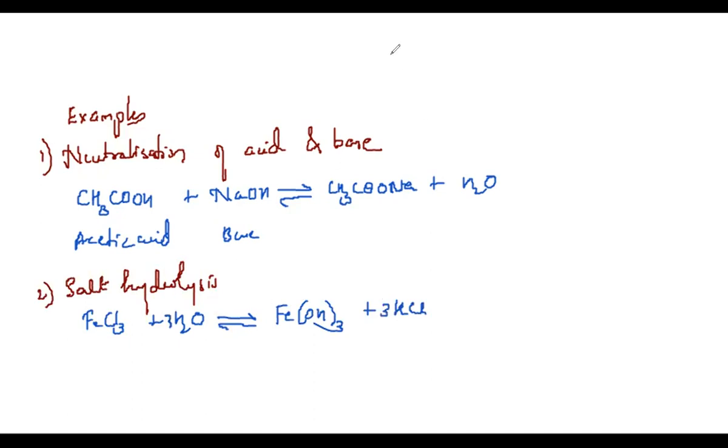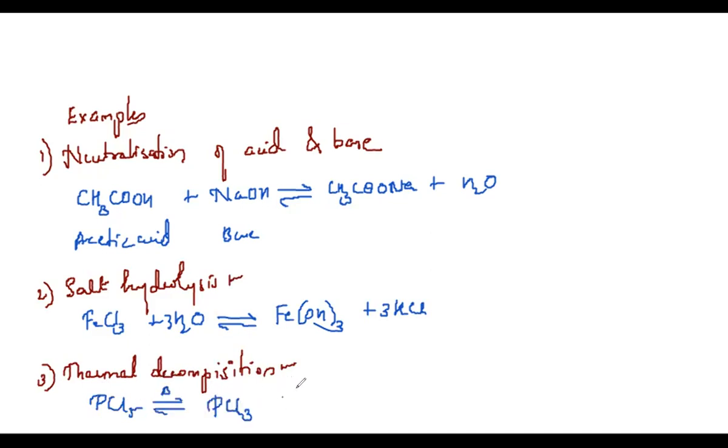Moving to the next example, that is thermal decomposition. Thermal decomposition means breaking a compound by applying heat. Let me say I have phosphorus pentachloride. It will undergo thermal decomposition in the presence of heat to give phosphorus trichloride plus Cl2. As soon as the Cl2 gas is not removed, then what happens? These two will combine and form back PCl5.